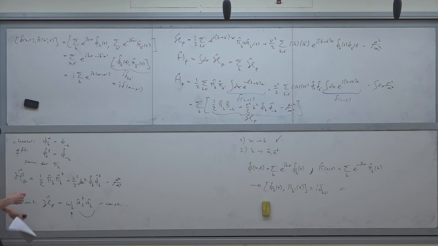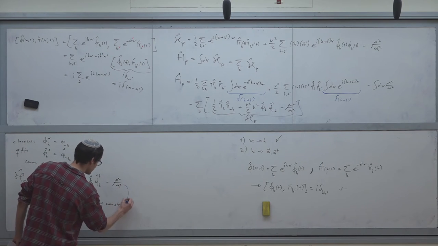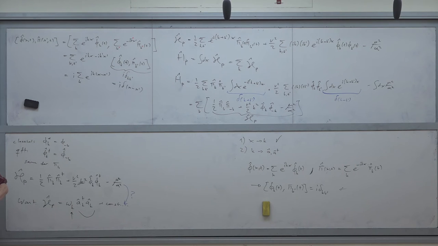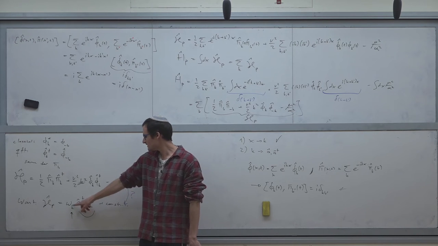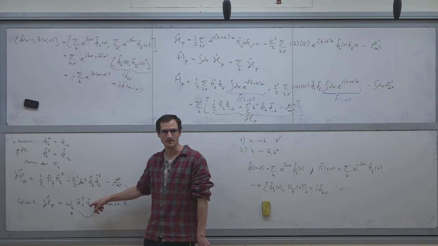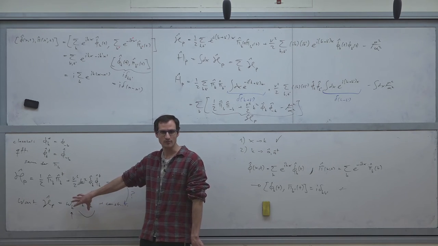So we now want to find a transformation that will take us from here to here. That's the question. How do we do this? Is that clear? This is what we call a diagonal Hamiltonian. It's diagonal because there's only one k. There's no k k prime. It's just a number operator.